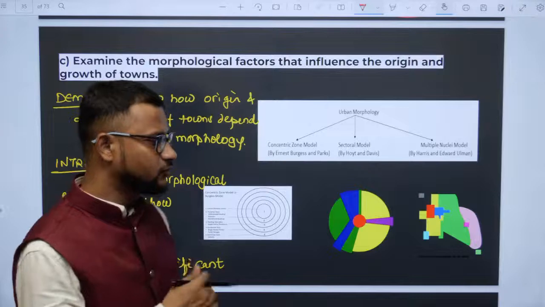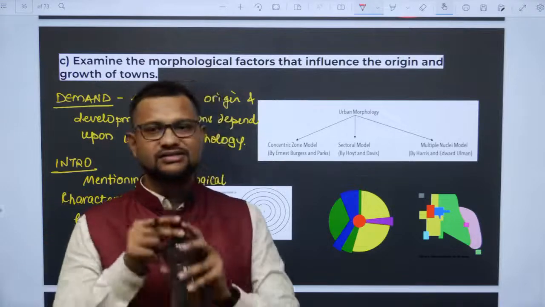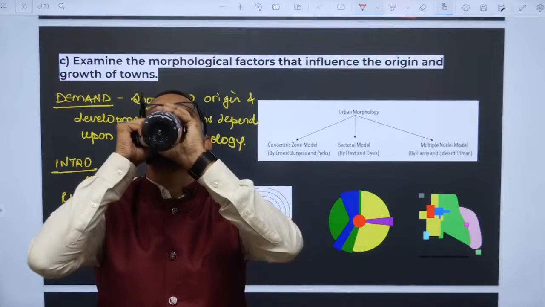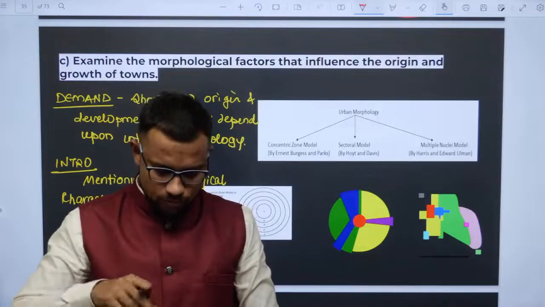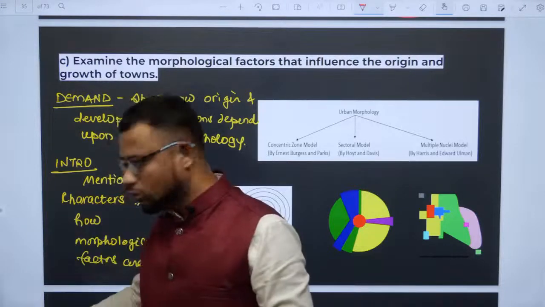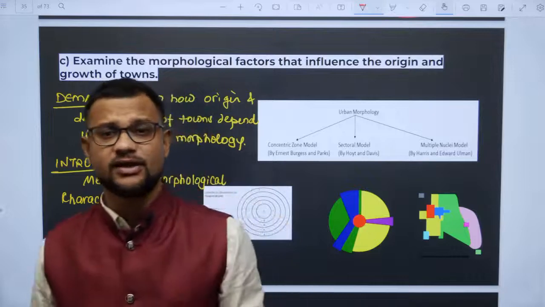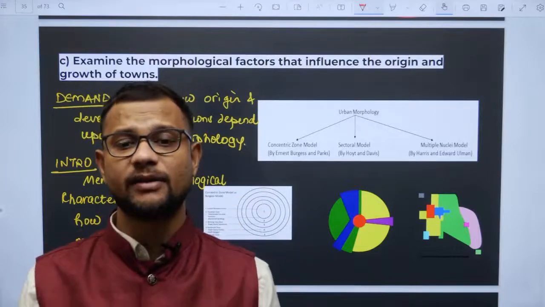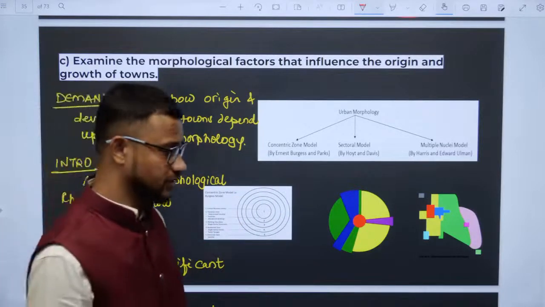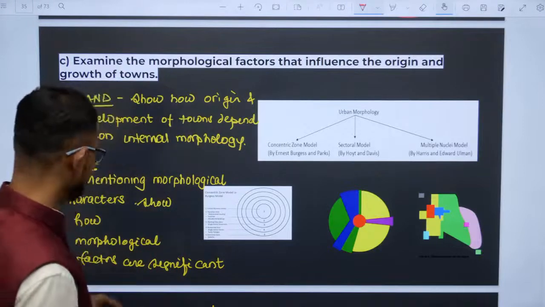Because UPSC wants the same thing from the candidate. Just follow toppers' copies. You will find that their answer is more multidimensional.